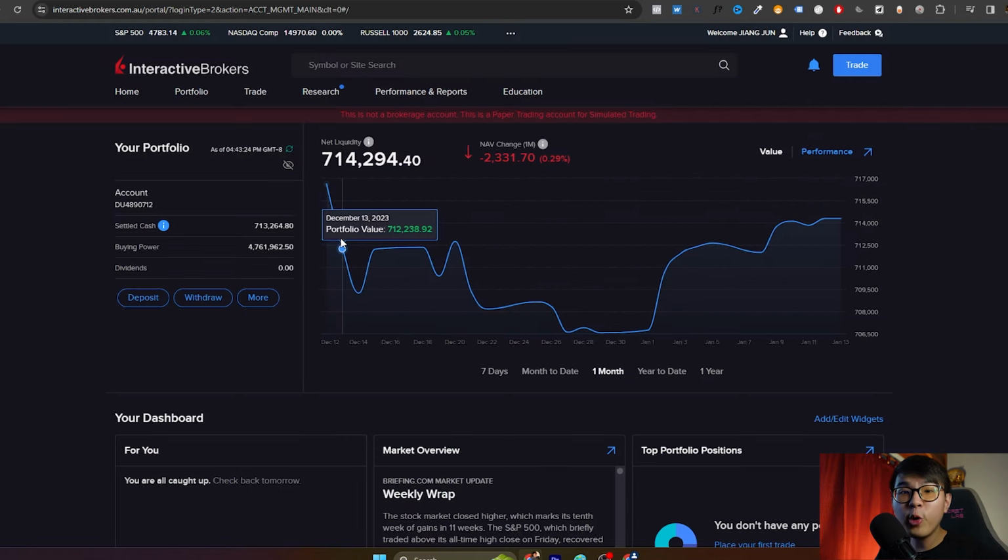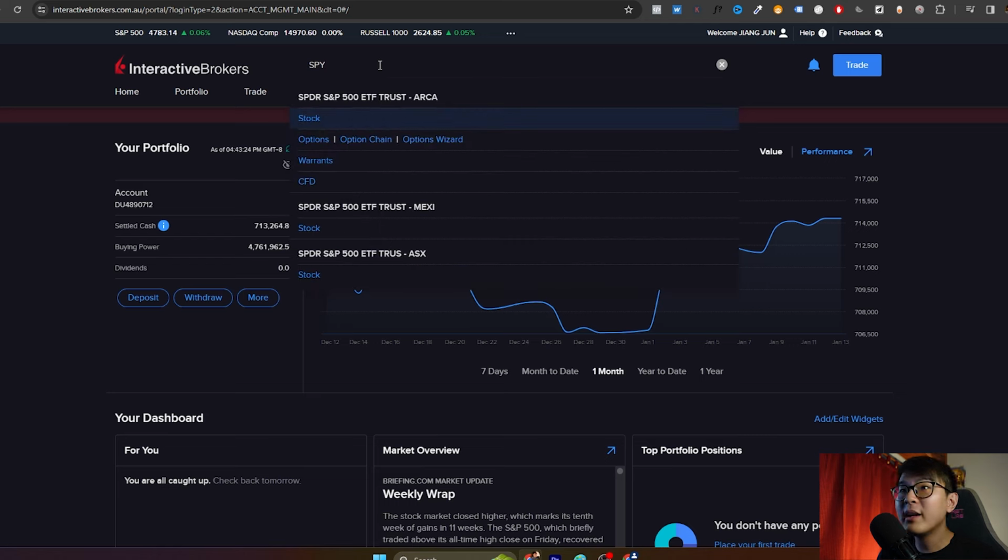Click login. Before you buy any stock, make sure you have transferred money to your brokerage account, okay? If you don't have any money in your real brokerage account, you can't buy anything. If you need me to make a video on that, please leave it in the comments. Click here and click SPY. What is SPY?